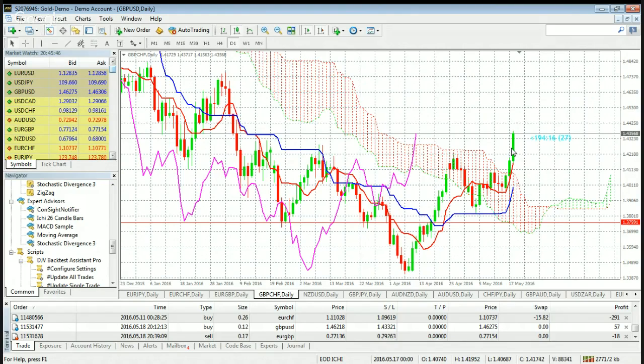Got price above the cloud. Tenkan and Kijun are pointing nicely. They're just not situated at the right point. Almost exactly the same as the previous one that we had. And Chikou, I mean, that is so clear from price. So this is one that I'm definitely going to be jumping in on.